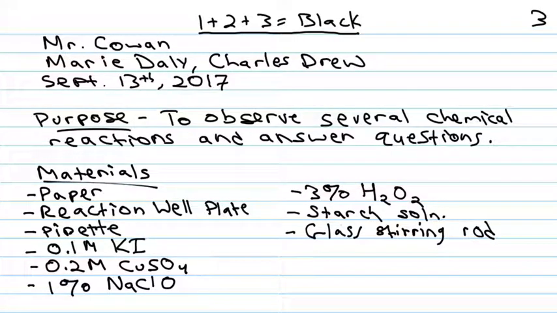So the start of the page, the start of the lab, you're going to have your header here: name, lab partners' names, first and last name, the date, of course, the title. You're going to have the purpose and the materials listed nice and neat. Notice how I have mine now in 2 columns. You can put it in 2 columns, or you can list it all in one column. That's completely up to you.